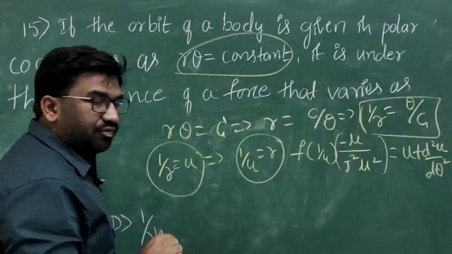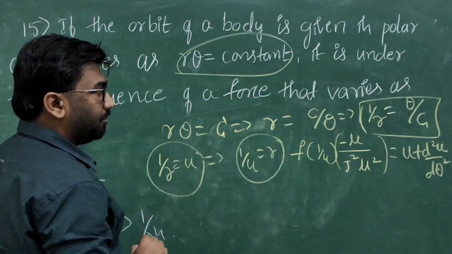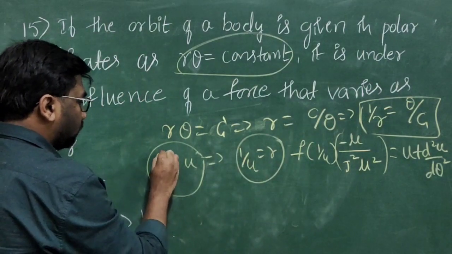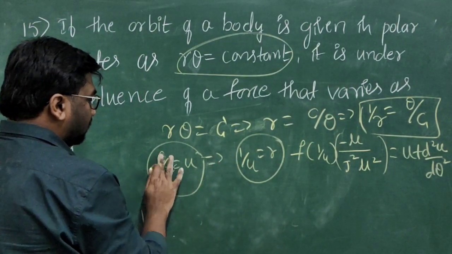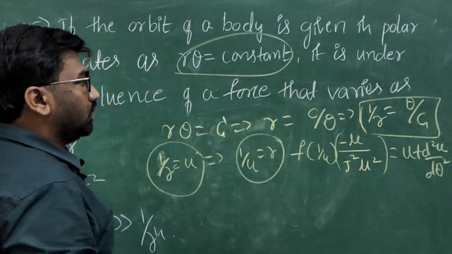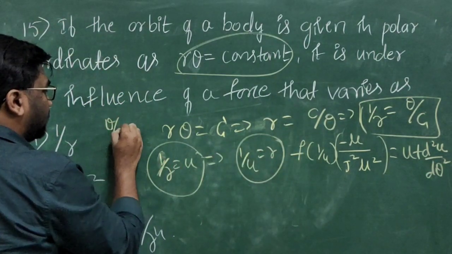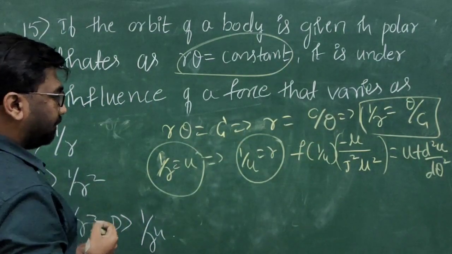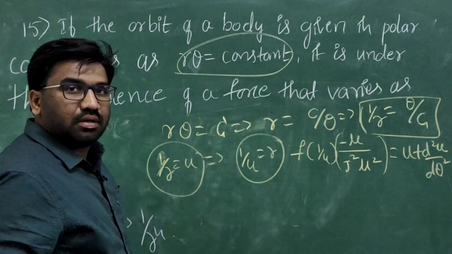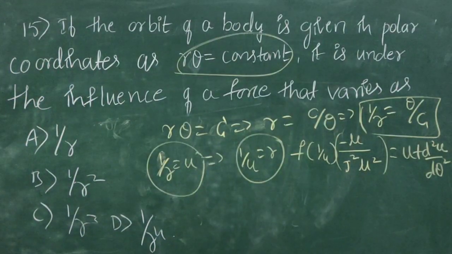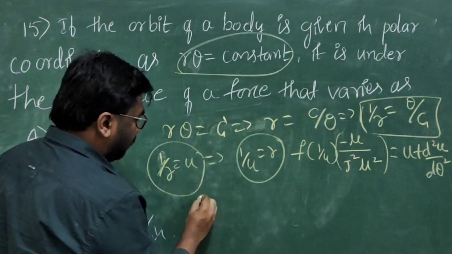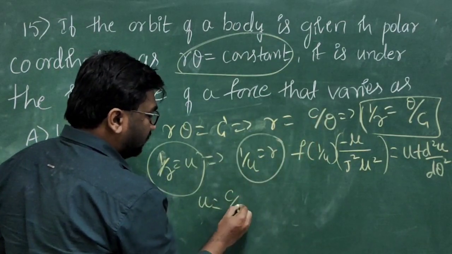So therefore let us differentiate u with respect to theta. Okay, so sorry, let us consider 1 by r is equal to u, so 1 by r is u. So therefore u is equal to c by theta.